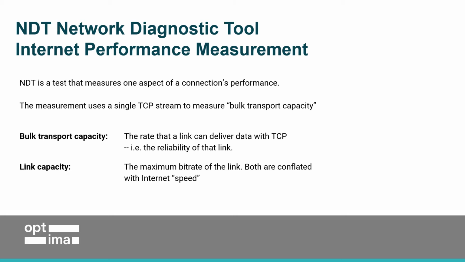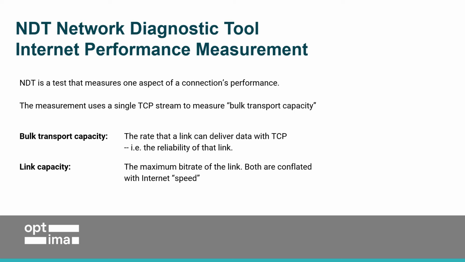Something that can be confusing about this is that some other internet performance tests measure what's called the link capacity, or a measurement of the maximum bit rate of that link. In other words, just how many packets can be sent across that link over time, whereas the bulk transport capacity being measured in NDT is referring to the rate at which the link can send data just with TCP.